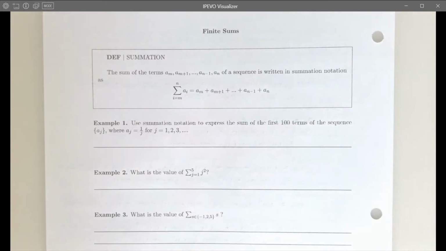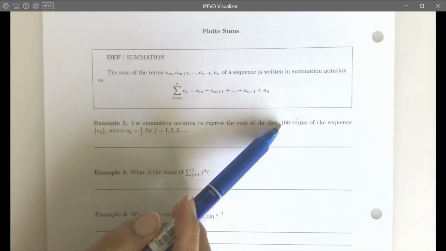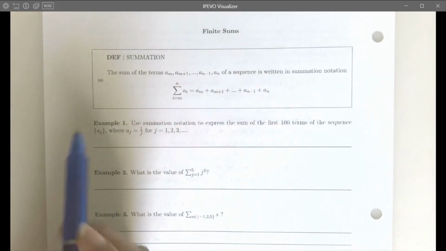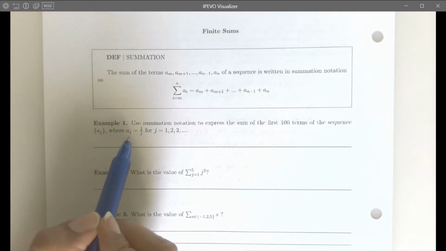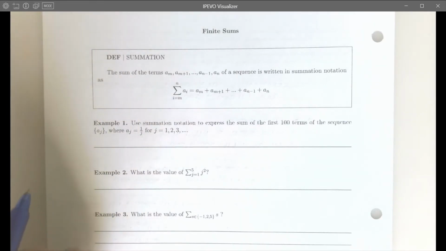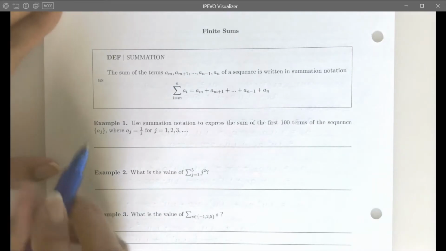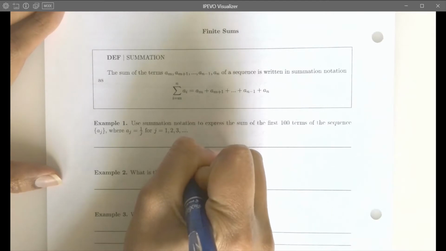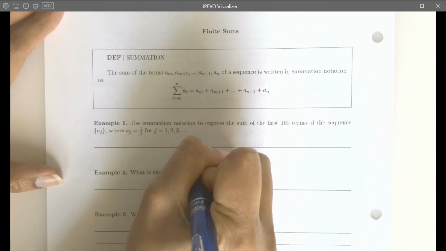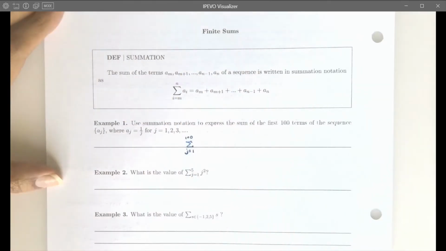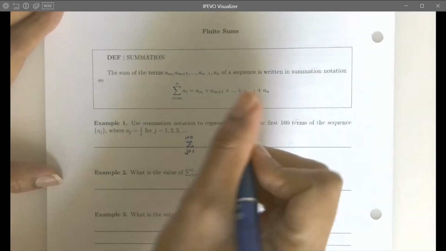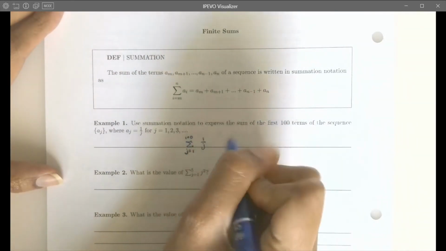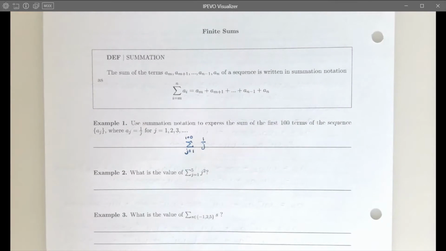So for instance, they're asking us to write the sum using summation notation, which expresses the sum of the first 100 terms of the sequence a_j, where a_j is defined to be 1 over j for j equals 1, 2, 3, and anything greater. So we can say for j equals 1 to 100, because I do want the first 100 terms, we're going to have the sum of 1 over j. And that would just take care of the whole thing.